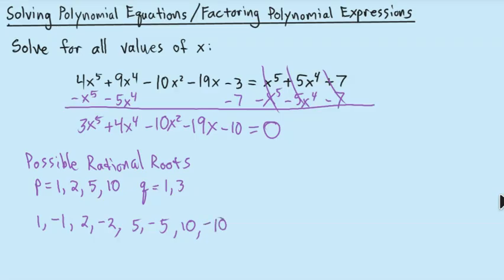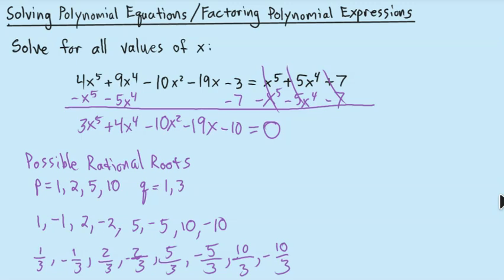Now we're going to do each one of these numbers over 3. So 1 over 3, negative 1 over 3, 2 over 3. So let's just write those out. So we got 1/3, negative 1/3, then 2/3, then negative 2/3, then 5/3, then negative 5/3, then 10/3, and then negative 10/3. There we go. This is our entire list of all of the possible rational roots.